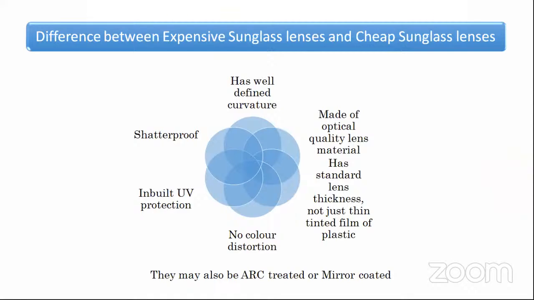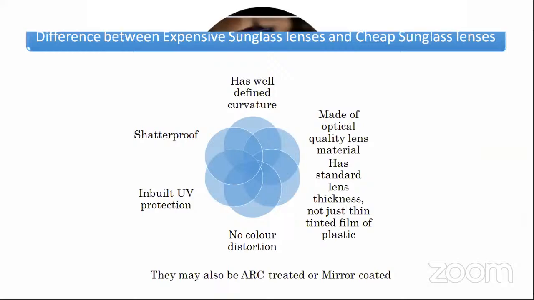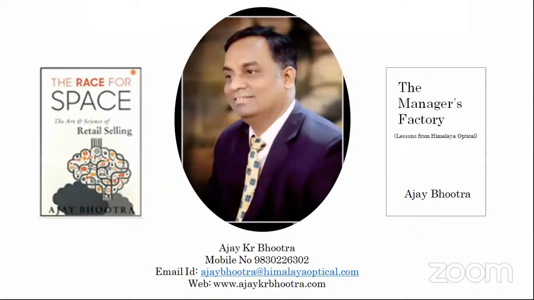We discussed the difference between expensive sunglass lenses and cheap sunglass lenses. Good sunglass lenses are often ARC treated. They are also mirror coated. Any questions? If anyone wants to ask on the spectacle lenses, I'm ready to take them. Otherwise, we can close this here and go to the new chapter for today.